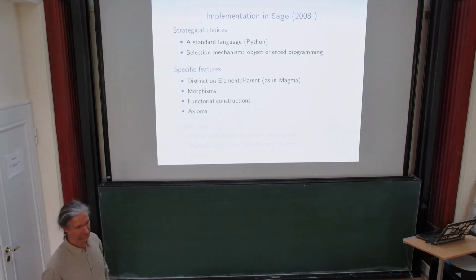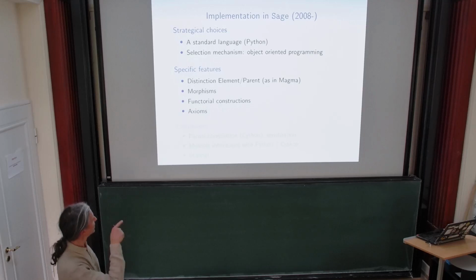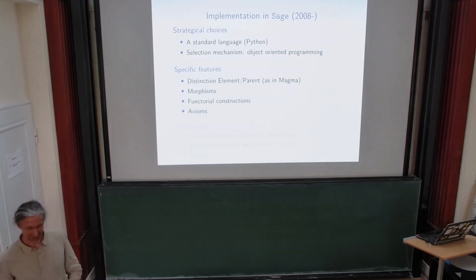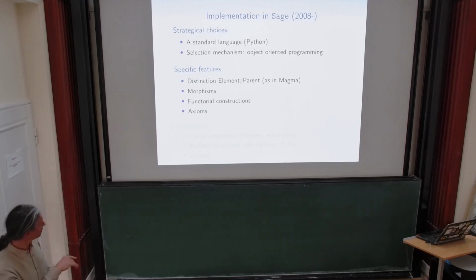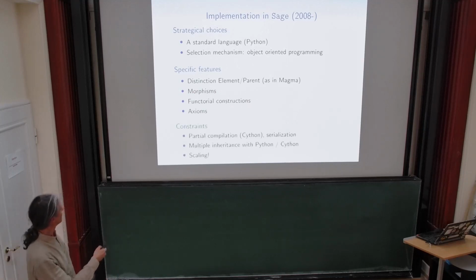Sorry, are the categories like the idea of Magma? It's just like literally a Python class. You'll see you have examples that will hopefully clarify this. Things that we added was support for morphisms, support for functorial constructions, things like doing Cartesian product, we'll see a bit more after, and axioms.